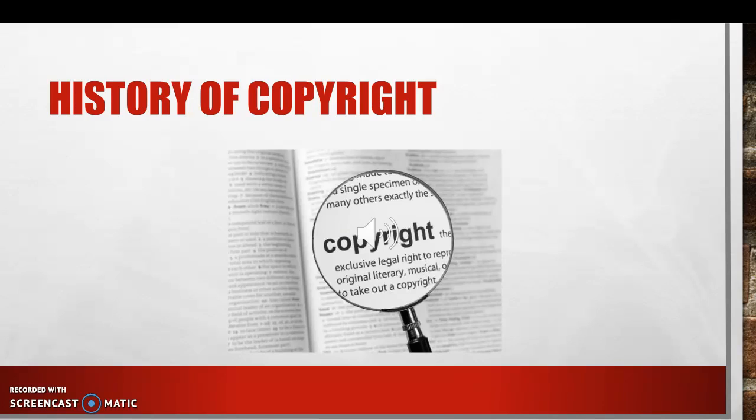Copyright law in the United States can be traced back to 1787 during the ratification process of the Constitution. The first federal copyright law was ratified in May 1790 by Congress. The Copyright Act of 1790 was passed to encourage learning through the sharing of maps, charts, and books.